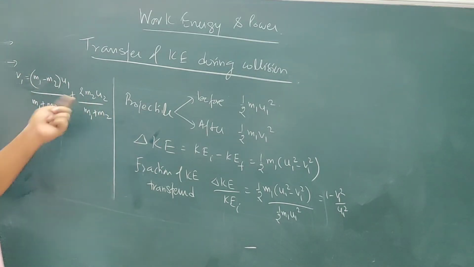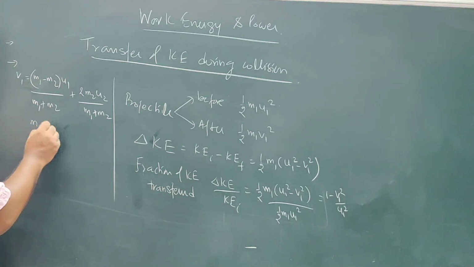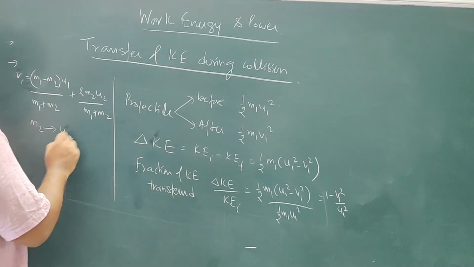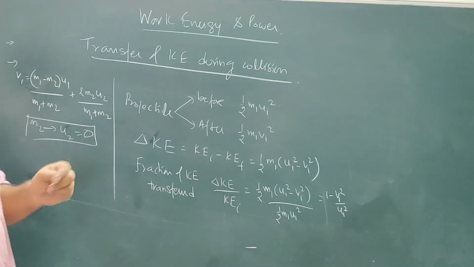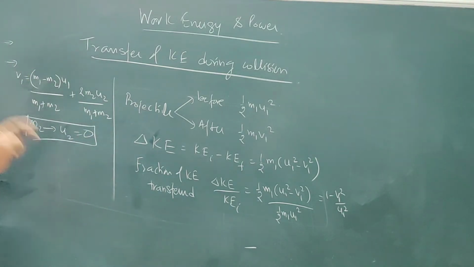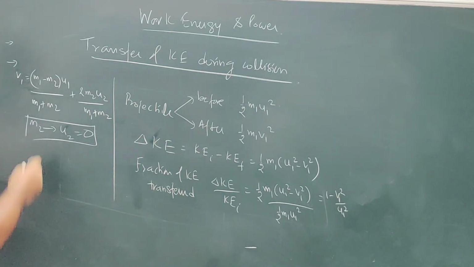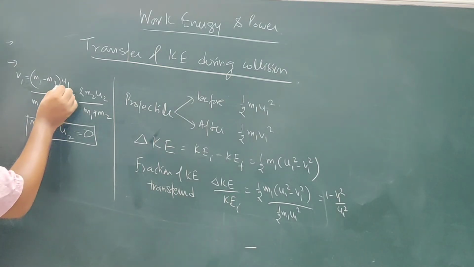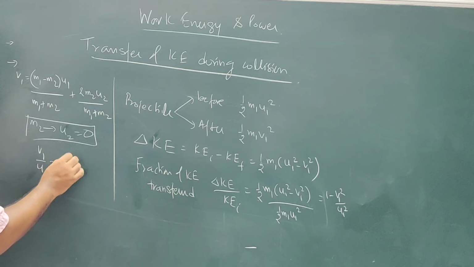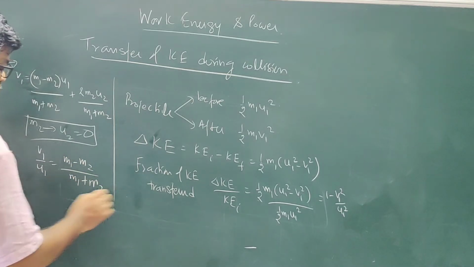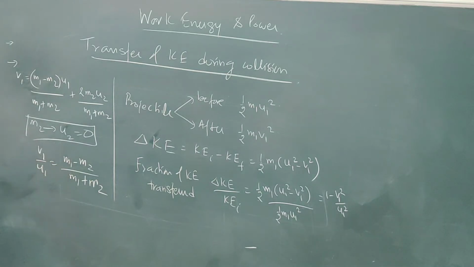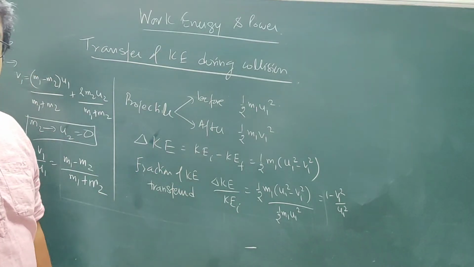Assuming this mass m2 is at rest, so u2 is equal to 0. The target is initially at rest, this we are assuming. In that case, v1 by u1 becomes m1 minus m2 divided by m1 plus m2. Here we have the requirement of v1 square by u1 square.